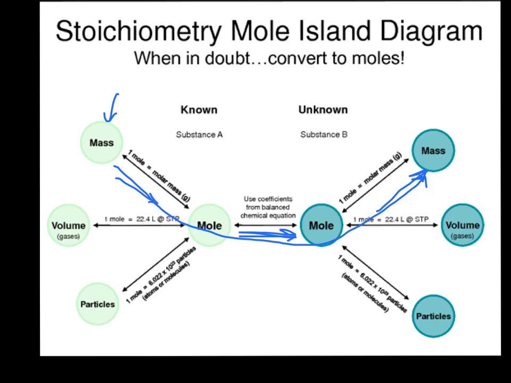Or you might be given, say, the molecules of a reactant, and then you use Avogadro's number to get to moles, and to moles of the second thing, and then maybe it asks you for the volume of that, and if it's a gas, you can use 22.4 liters. So you can go back and forth between any two substances in the equation, between two reactants, between two products, or between reactants and products. So let's look at some examples.